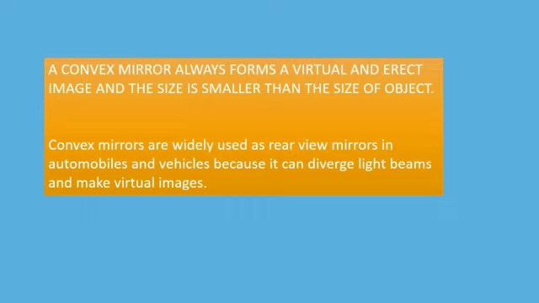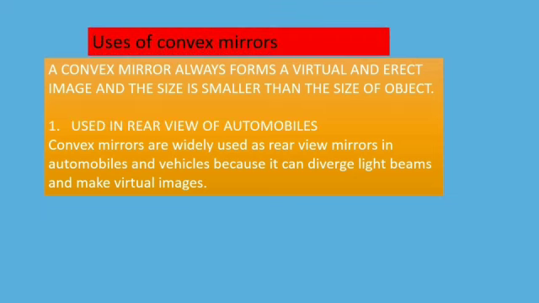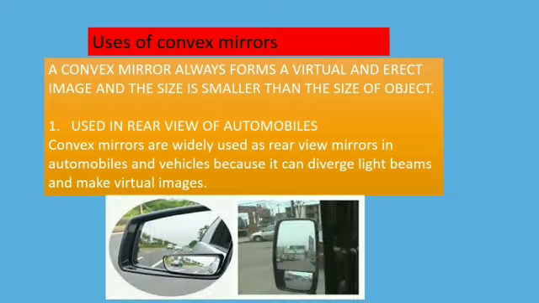The convex mirror has a number of applications. First, it is used in the rear view of automobiles. It is used as the rear view mirror of automobiles. You know, in the vehicles you can see the traffic coming from the backside. That mirror in which you are seeing is called the rear view mirror, and it is a convex mirror. Another thing you have noticed is that the vehicles coming from behind appear to be smaller than the actual size, right? So that is one very important use of convex mirrors.